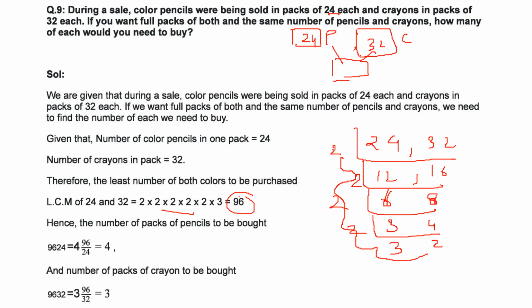So now, 96 is the LCM, the least number of both that can be purchased. Now how do we find the number of packs of pencils to be bought? You just divide 96 by 24, so you get the number of packs of pencils as 4. How do we find the packs for crayons? 96 is the LCM. Divide it by 32, so you get 3. So 3 is the number of packs of crayons.